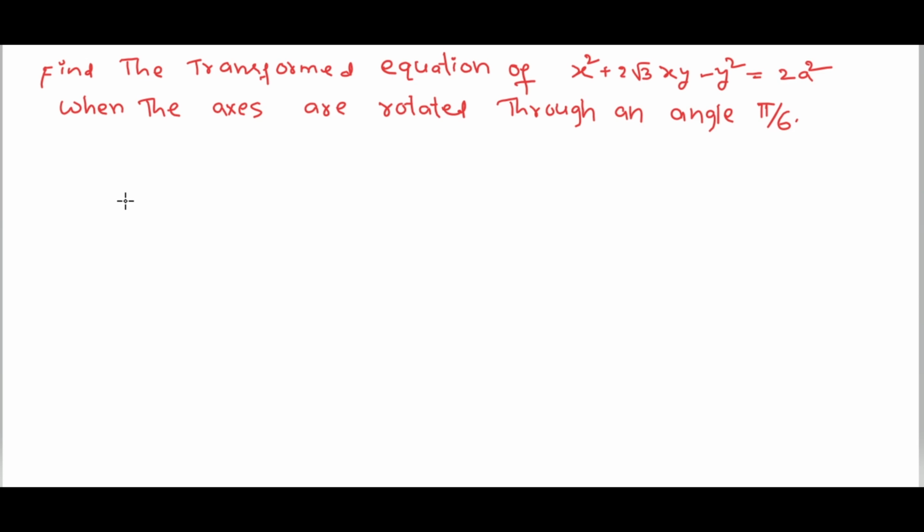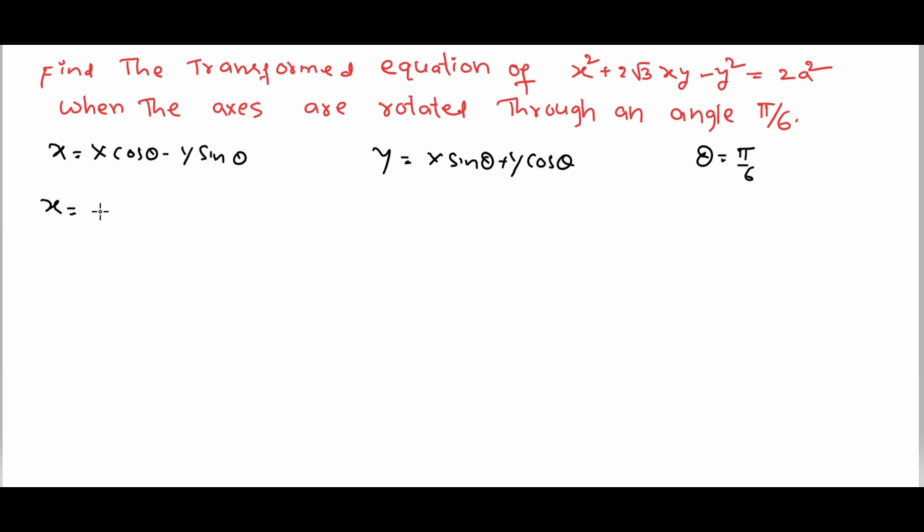That means write down the formulas: small x is equal to capital X cos theta minus capital Y sin theta, and small y is equal to capital X sin theta plus capital Y cos theta. Here the axes are rotated through an angle pi by 6, that is, the theta value is given, pi by 6. Substituting theta is equal to pi by 6, small x is equal to capital X into cos pi by 6 minus capital Y into sin pi by 6.